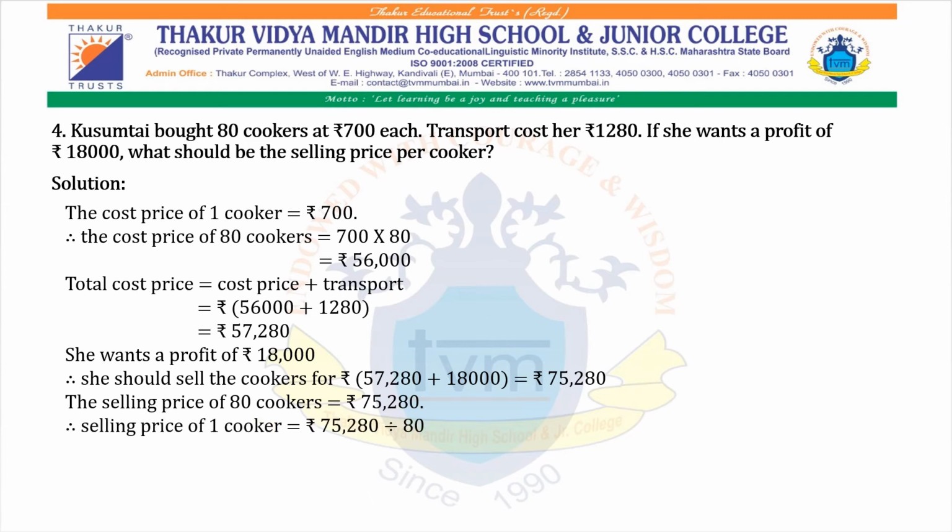75,280. Therefore, selling price of one cooker is equal to 75,280 divided by 80. So the answer is 941. So Kusumtai should sell each cooker at rupees 941.